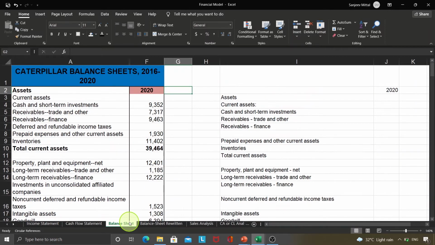So now we have prepared and fed our data for our balance sheet, income statement, and cash flow statement for all the previous 5 years. After that, in these sessions we shall start analyzing these numbers, how these numbers have been derived, and based upon that we shall prepare our financial model.